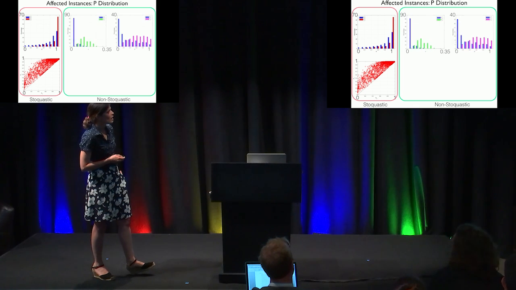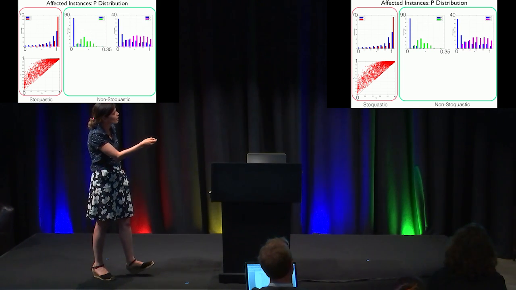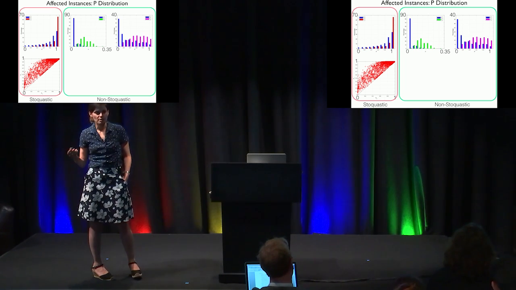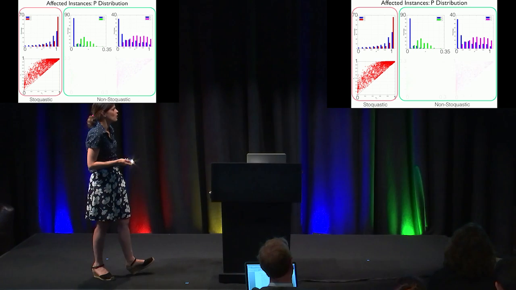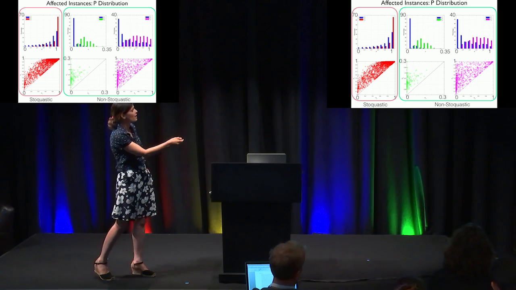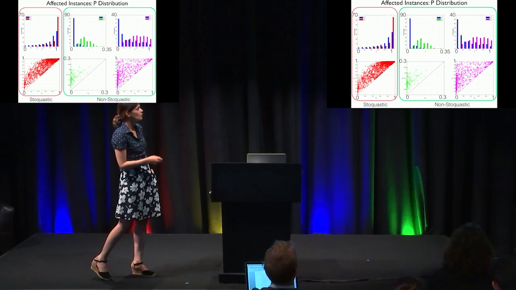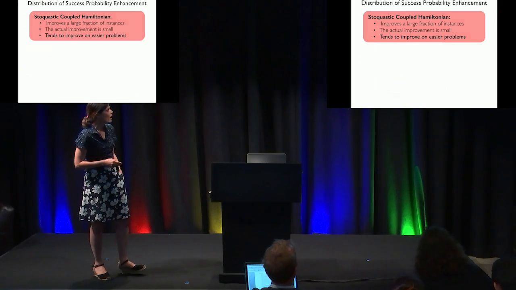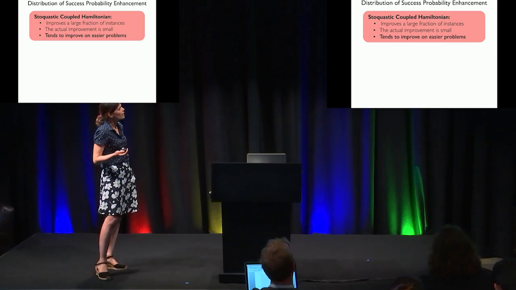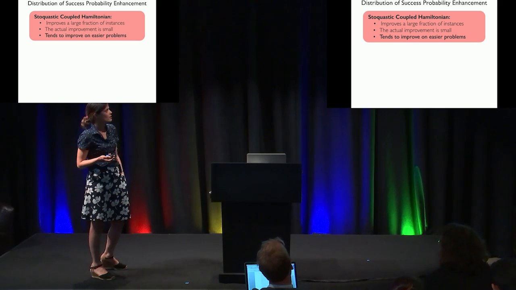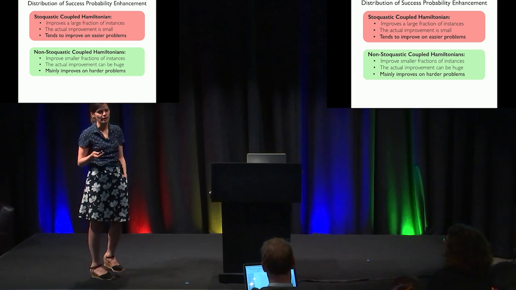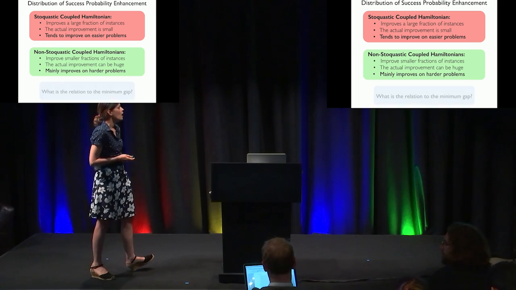For the non-stochastic case, again, we see the opposite behavior. The peaks are around p equal to 0, which means it's the harder problems that are being affected by the non-stochastic Hamiltonians. You can see that better from these scatter plots. The concentration of the dots is on the p equal to 0 vertical line. So it seems that the stochastic Hamiltonians improve easier problems, whereas for non-stochastic ones, it's mainly the harder problems that are being affected.